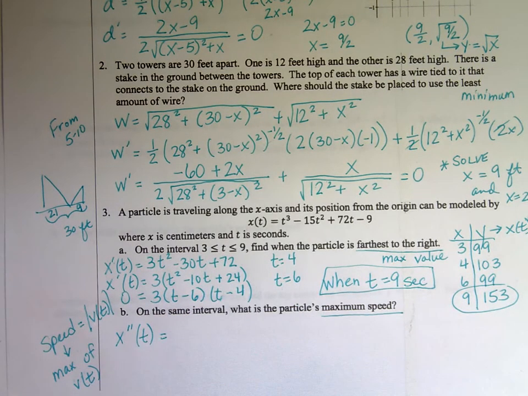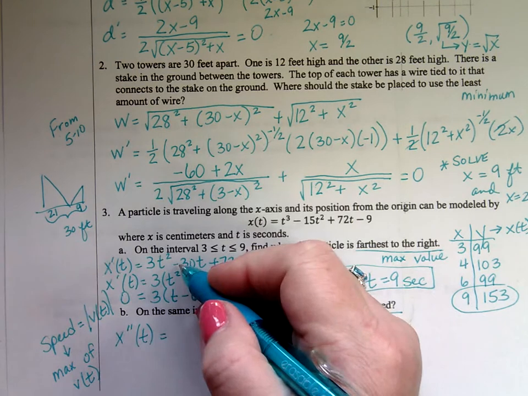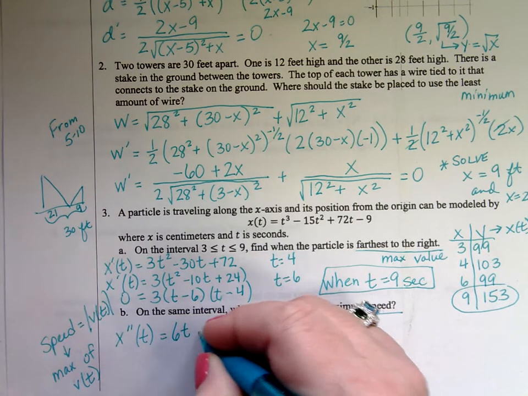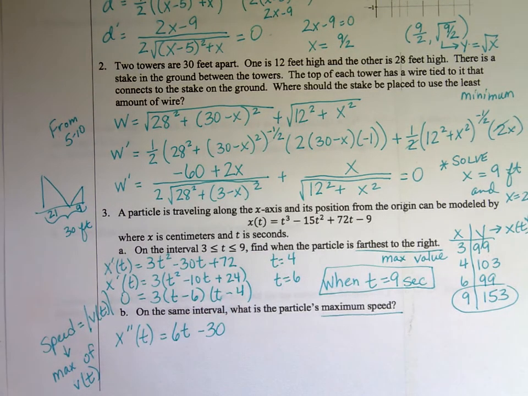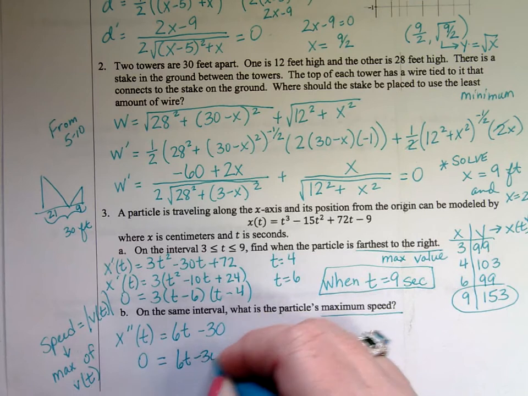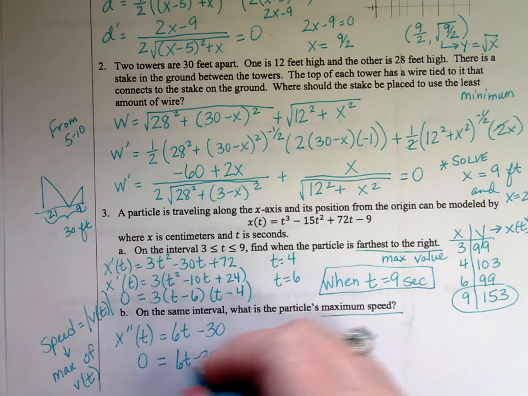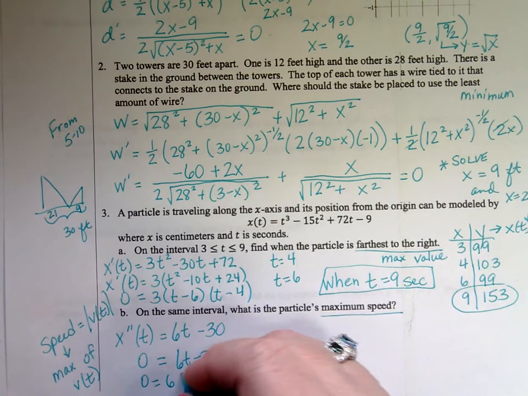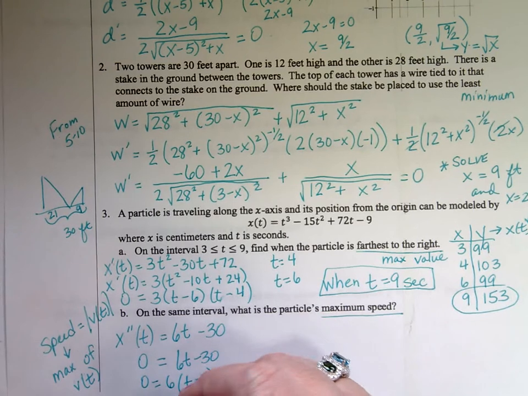Well, what's the derivative of that? Go back up here: 6t minus 30. When I want to find a maximum or minimum, I set that equal to 0. 6t minus 30, factor out a 6, t minus 5, t equals 5.